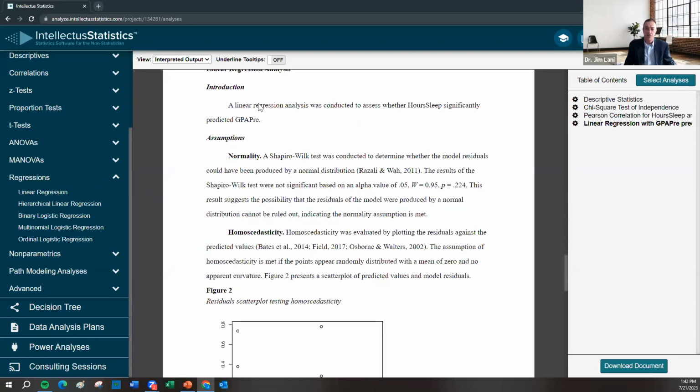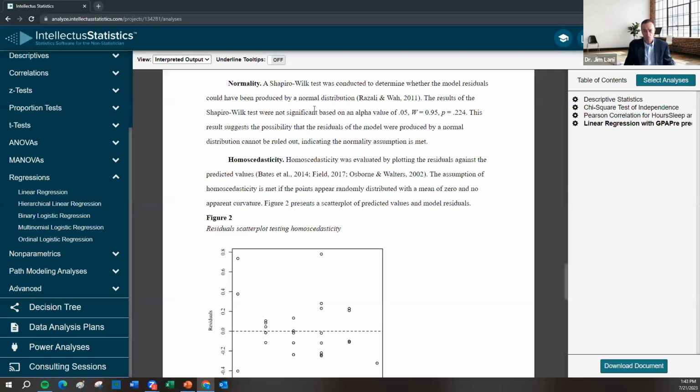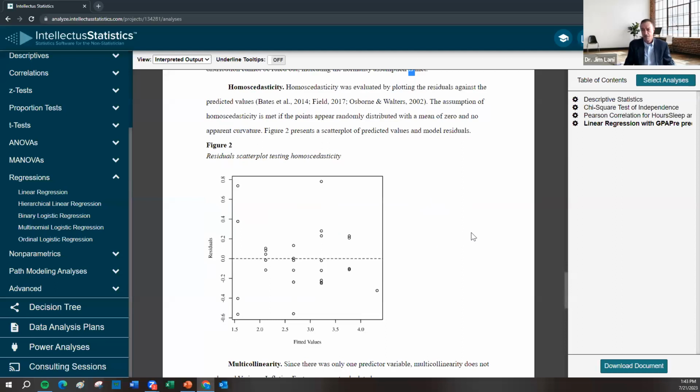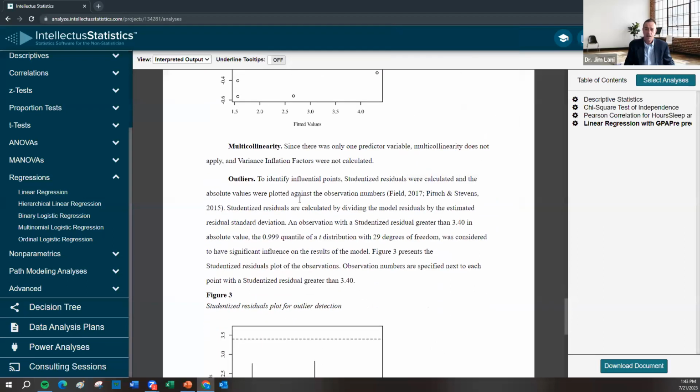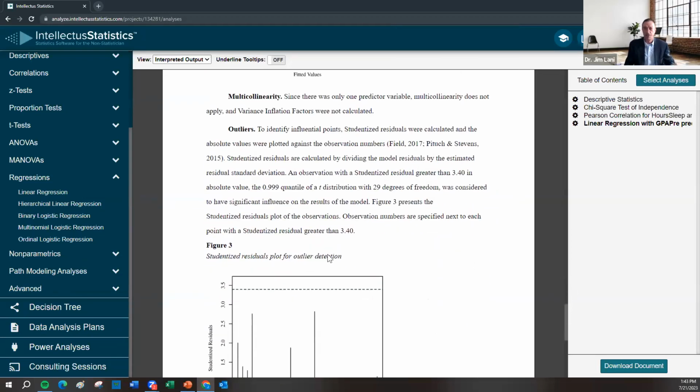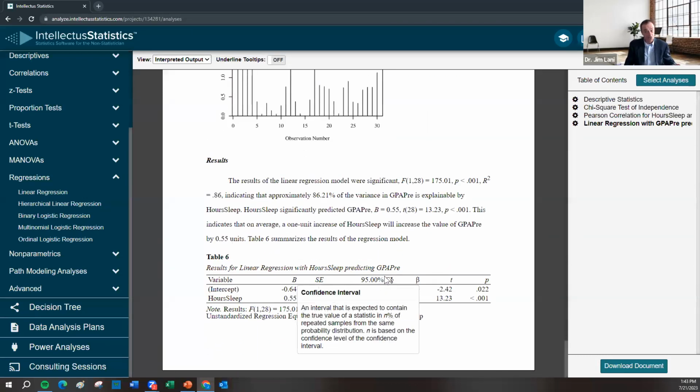All right, so we have an introduction: to assess whether sleep significantly predicts GPA. Got it. There are assumptions to be had. One is normality. You can look over this. We've run this quantitative assumption here and interpreted it here. Homoscedasticity is, you can scroll over to see whether your data looks homoscedastic or heteroscedastic. There's multicollinearity if you have more than one predictor. There's an outlier analysis if you have outliers. And then we get to the heart of what we're trying to do here, which is, does sleep predict GPA pre?